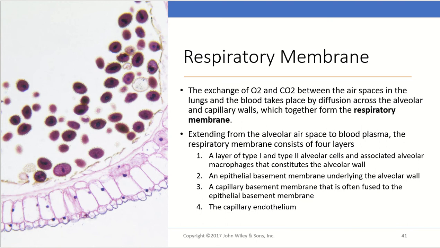Extending from the alveolar space to the blood plasma, the respiratory membrane is going to consist of 4 layers. The first layer is a layer of type 1 and type 2 alveolar cells, as well as their associated alveolar macrophages, that constitute the alveolar wall. Then the next layer is an epithelial basement membrane, which is going to be underlying the alveolar wall. Third, we have a capillary basement membrane that is often going to be fused to the epithelial basement membrane. And last but not least, we have the capillary endothelium.